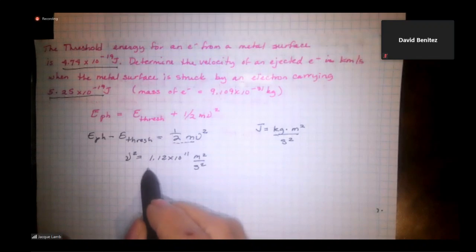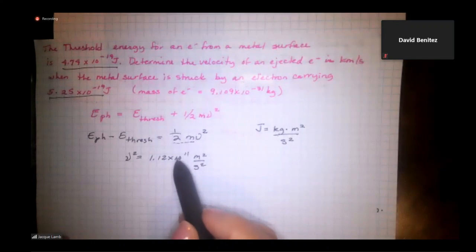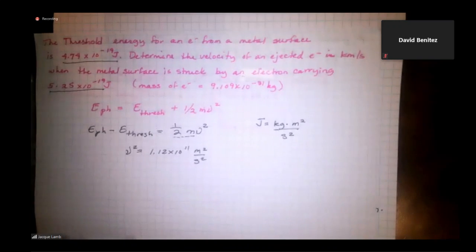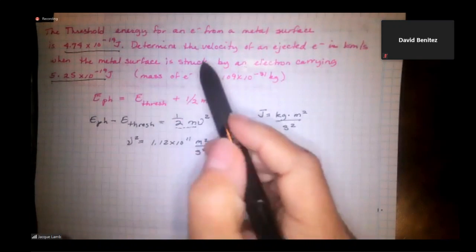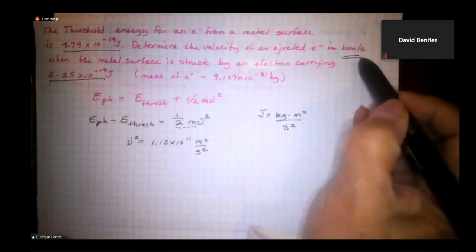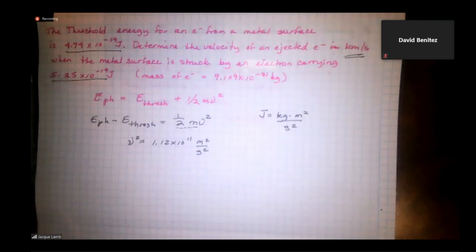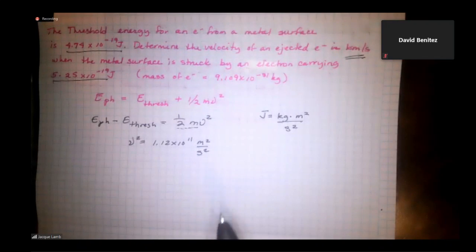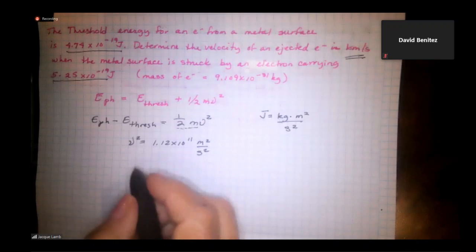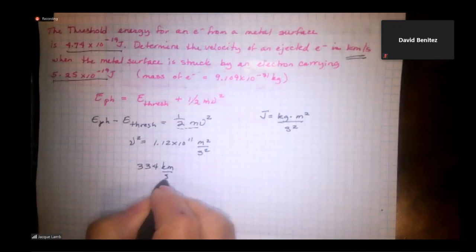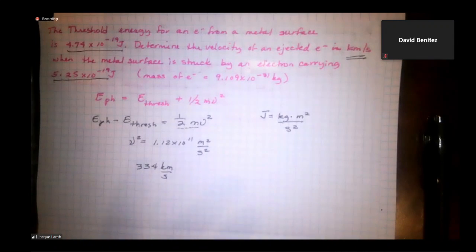So when you take the square root of that, you end up with the velocity, and then you have to convert that to kilometers. You were asked to determine it in kilometers per second. Remember that this is in meters, and once you take the square root, you can then do a simple conversion from meters to kilometers. And in this case, the answer is 334 kilometers per second. So those were the two that gave the most trouble.